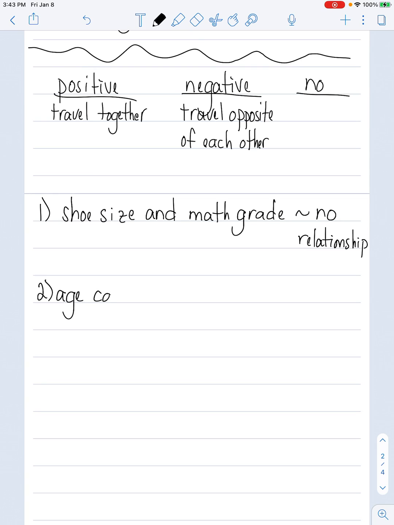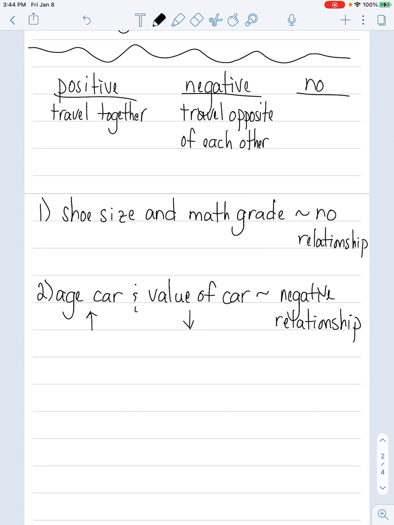What about the age of a car and the value of the car? Value is how much it's worth. Well, let's think about this. If it's positive, they'll both go up or down together. So as a car goes up in age, does the value of the car go up or does it go down, decrease? It goes down. Well, that's a negative relationship. They travel opposite of each other. So the age of a car and the value of a car have a negative relationship or trend or correlation. That's how they're related to each other.